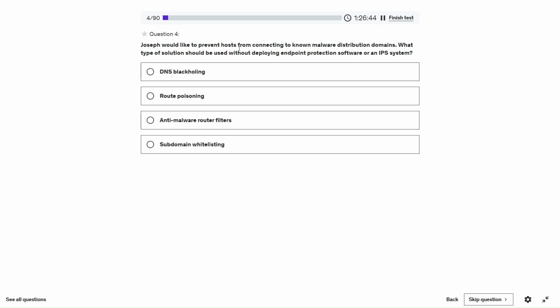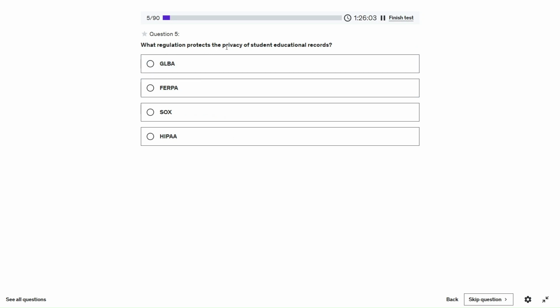Joseph would like to prevent hosts from connecting to known malware distribution domains. Okay, what type of solution should be used without deploying endpoint protection software or an IPS? So in this case, Joseph is actually preventing hosts from connecting to malware distribution domains. So it's regarding the domains. So only the DNS, domain name system, is one of the options given here, and the black holing means that those domains are not going to work, just like blacklisted.